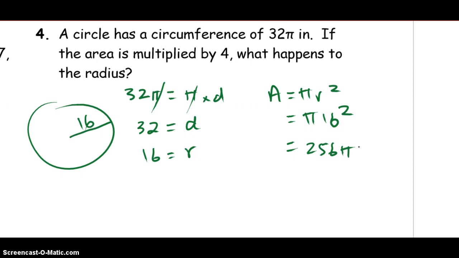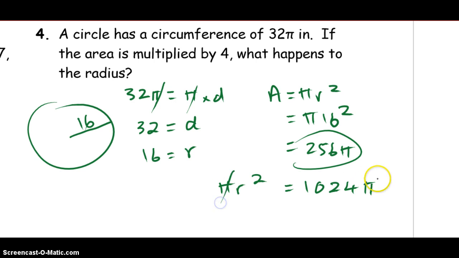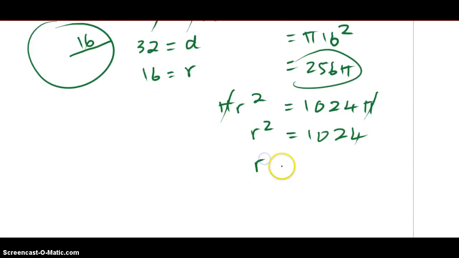Now they just said, what's going to happen to the radius if this area is 4 times bigger? So let's times 256 times 4. So 256 times 4 gives us, so our new area is 1024 pi. So how do we work backwards? Well, the formula for area is pi times radius squared. So let's divide by the pi's, and we're left with radius squared equals 1024. And let's hope that when we do the square root of 1024, that we get something nice. And we actually do. Surprise, surprise, you get radius equal to 32.